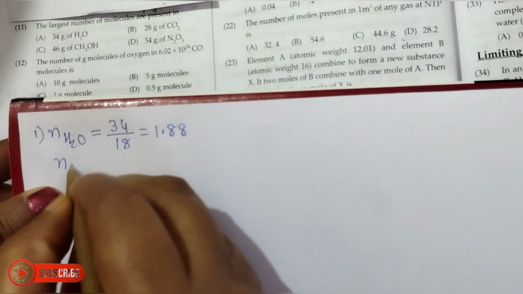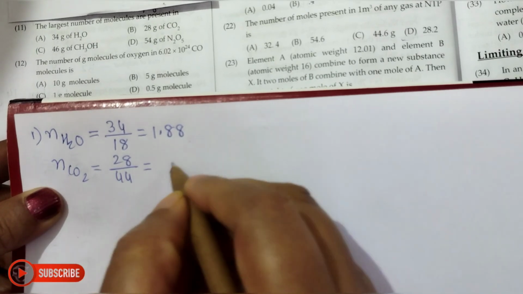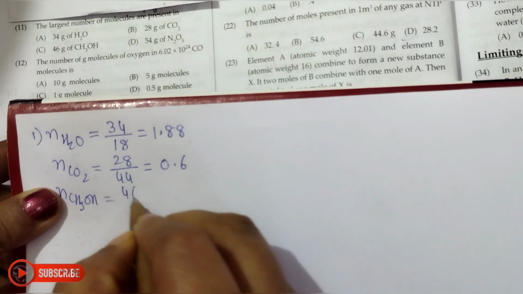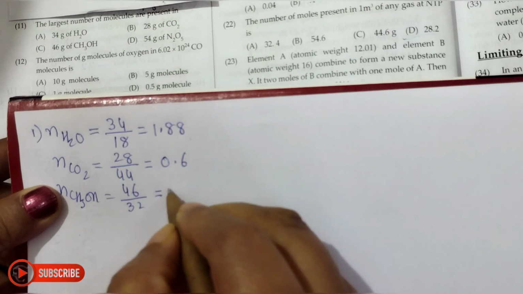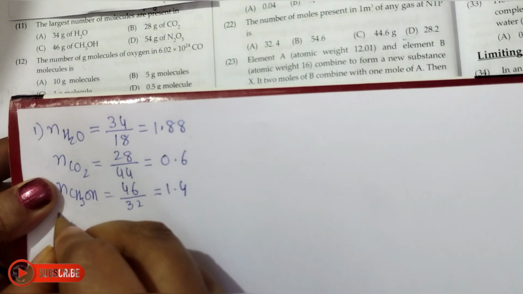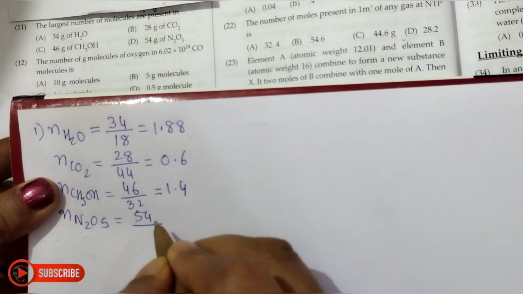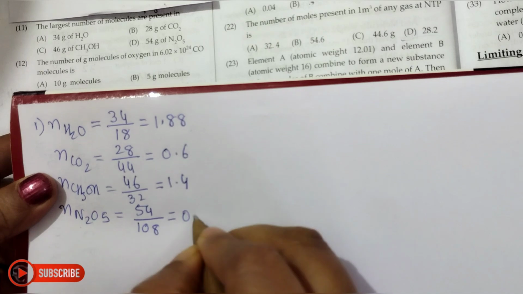Similarly, the number of moles of carbon dioxide will be given mass divided by molar mass. So this will give you 0.6. For number of moles of methanol, it will be given mass divided by molar mass of methanol, which is 32. So this will give you a value of 1.4. Similarly, for the last one, that is number of moles of N2O5, given mass is 54 divided by its molar mass, that is 108. So this will give you the number of moles as 0.5.